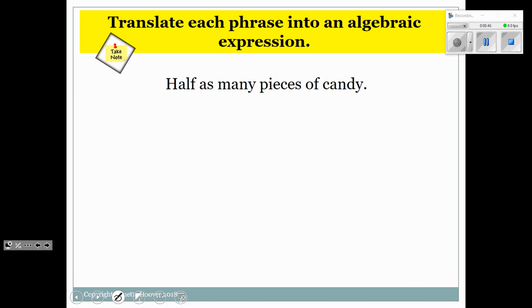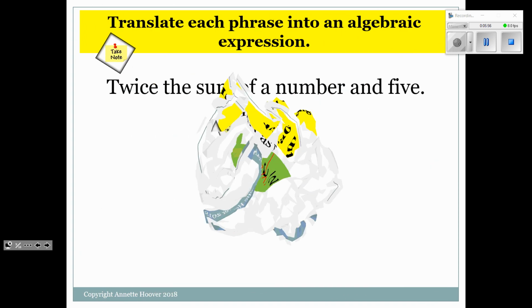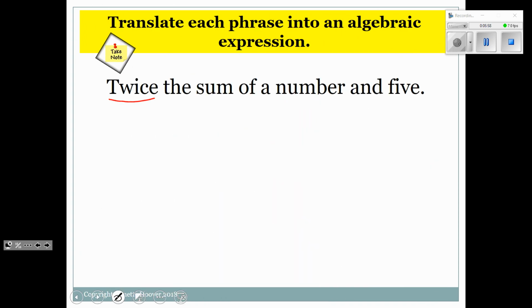Half, remember we talked about half as dividing by 2 as many pieces of candy. So we can have a variable representing the candy, and we're going to divide it by 2 or take half of it. Twice, remember, is multiplying times 2.